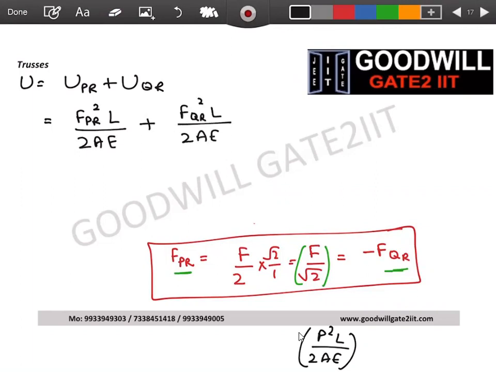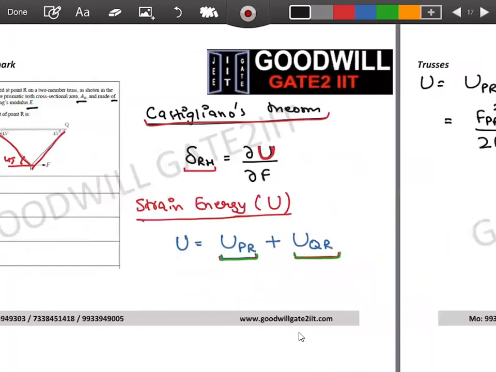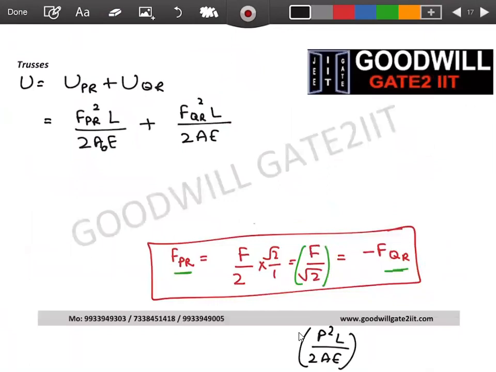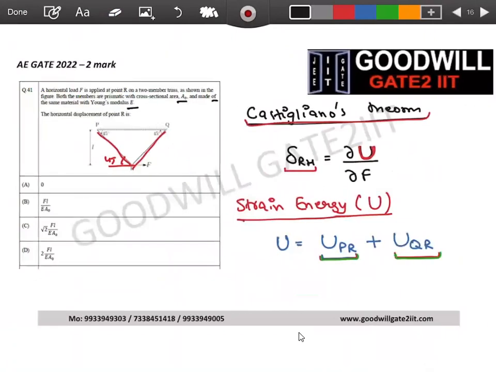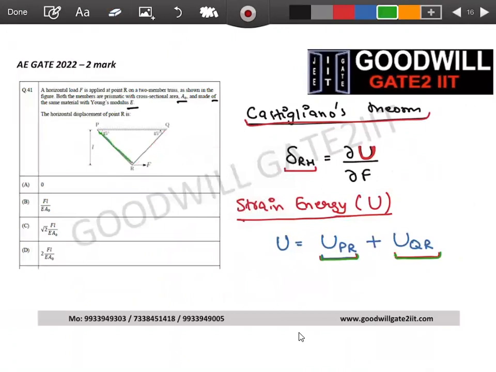Now the mistake you people make is, first of all, area and E is fine. A naught is the area and modulus is E. Area of both the bars is the same. But guys, this L should not be written here. Why? If you see, I need the length of this bar. The length of this bar is this, right?